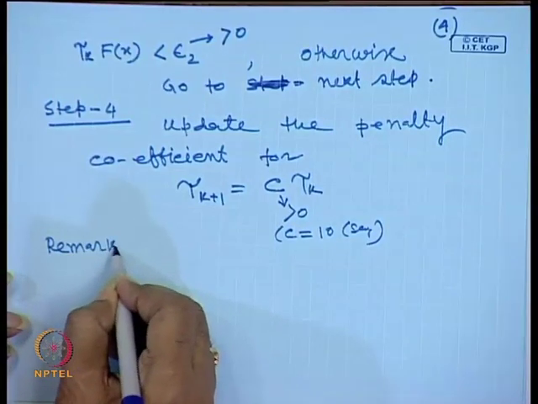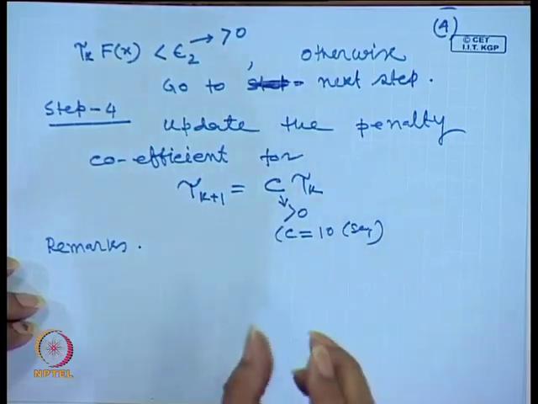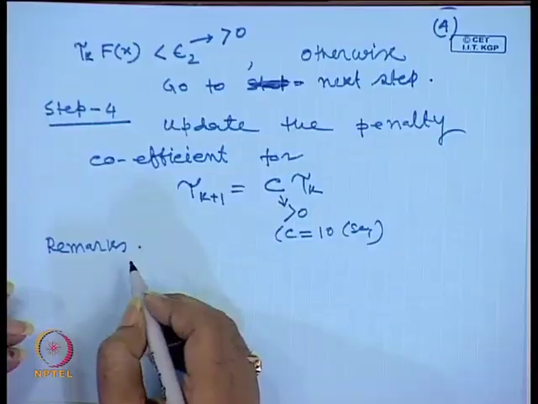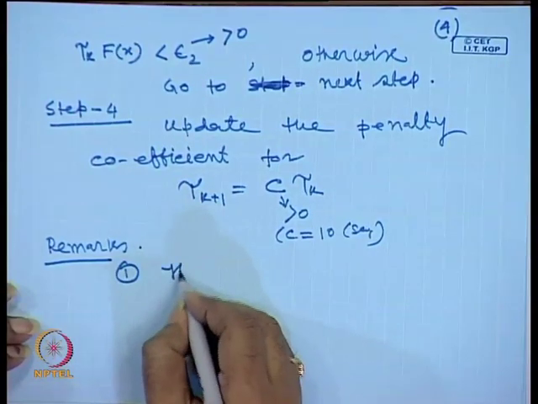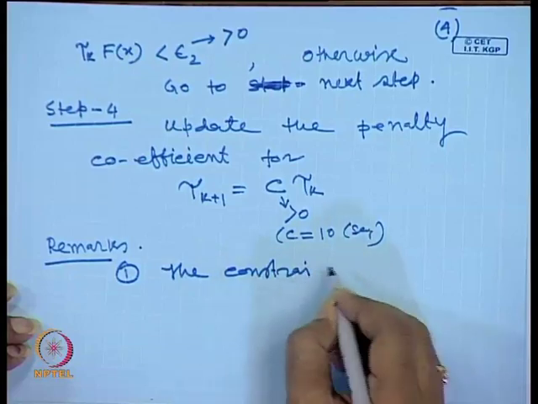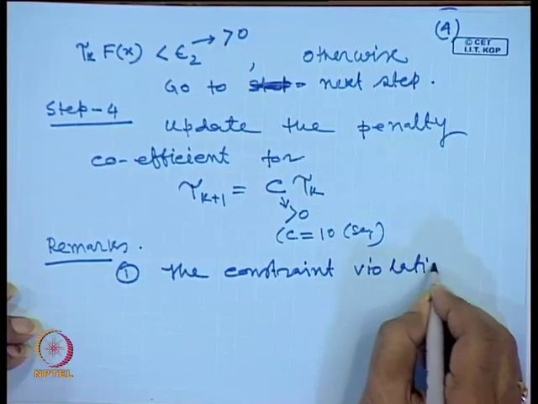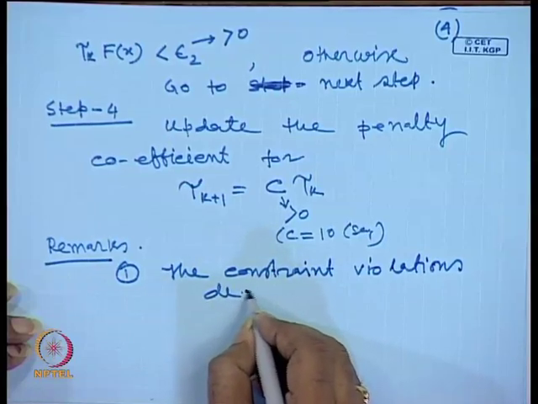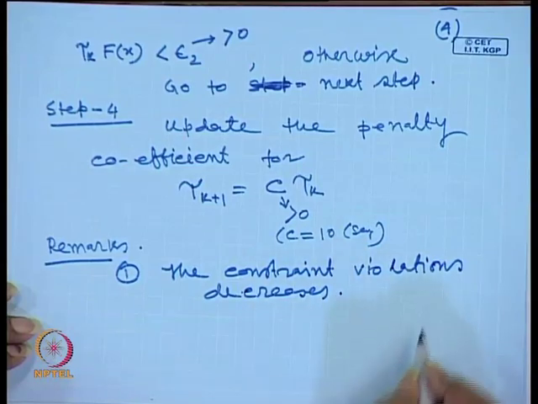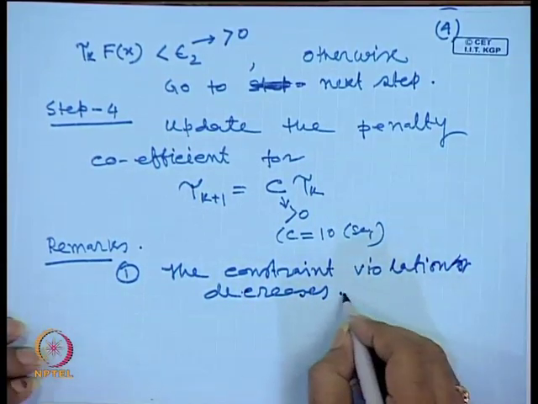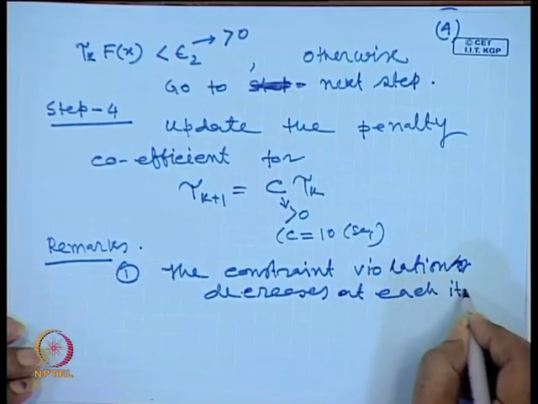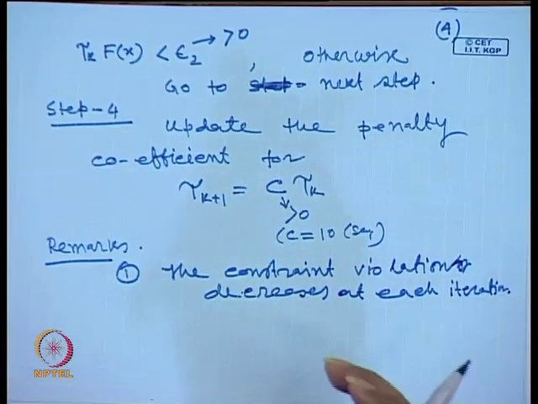Regarding remarks, the first remark is that the constraint violation decreases at each iteration. From each iteration the constraint violation slowly decreases, which means it is approaching the feasible region.